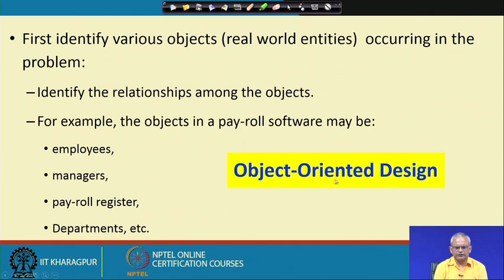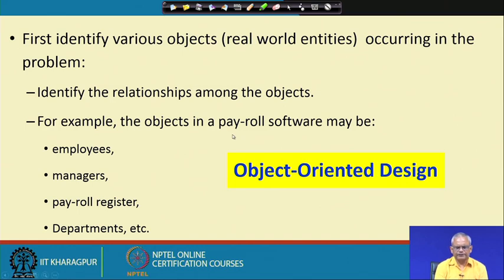On the other hand, in the object oriented design, which we will also examine in some depth, we identify the relations among objects. First, identify the objects, what are the relations among them, and then based on that we develop the design.